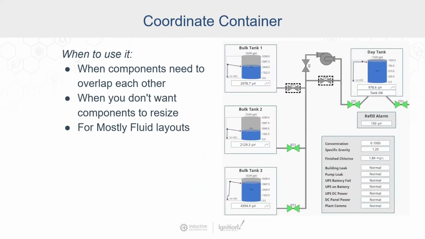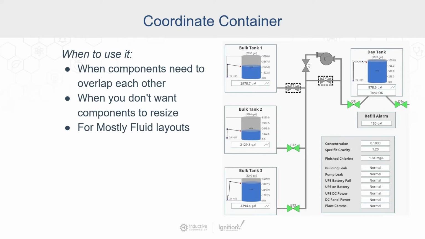So when to use the coordinate container? Well, for cases when you need components to overlap each other. Examples are labels on top of a motor display, or a sparkline chart that is centered inside of a tank, or adding a component on top of another component as an overlay. That's a perfect example. And for cases when you don't want components to resize, so a lot of times an HMI screen, P&ID, or a diagram where each element is in a separate component, and you want them to be organized that way, and you don't want them moving around changing things.